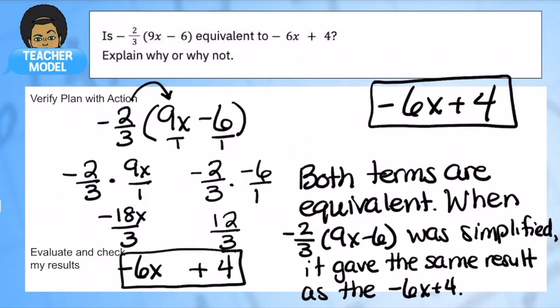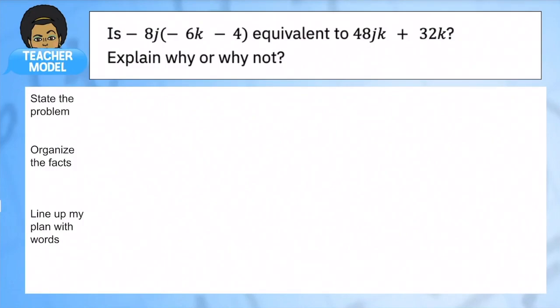And before we jump into the next one, I will say sometimes you're going to simplify them both and they will not be the same. And when they're not the same, they're not equivalent. It's time for another one. We're going to do another example to see if they're equivalent.